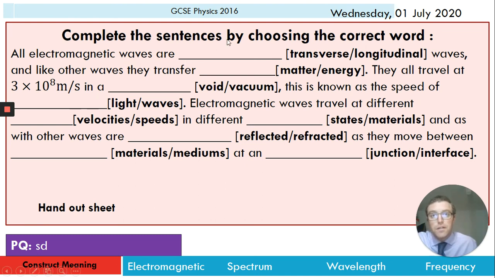So this is complete the sentences by choosing the correct word. You can just write 1, 2, 3, 4, 5, 6, 7, 8, 9. You don't have to copy out the full text, but complete by choosing the right word. All electromagnetic waves are what kind of waves? And like other waves, and so on. Okay, I'd like to pause the video and give that a go now.